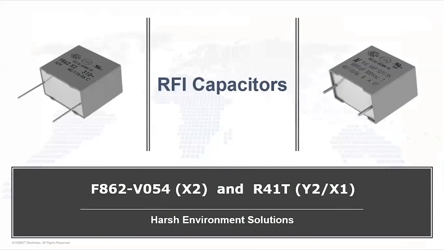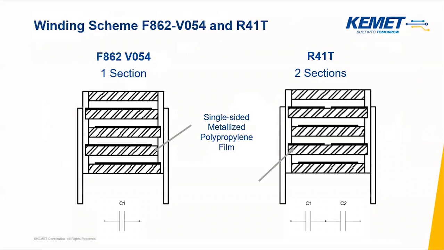Okay, so let's get into more detail of our latest released and focus X2 and Y2 capacitor series, suitable for automotive and harsh environmental applications. Before we jump into the main classification or characteristics of these two series, here is the winding scheme of F862V054 and R41T. The basic difference in the construction style of these two series is that F862V054, our X2 capacitor series, consists of a single section of metallized polypropylene film, whereas R41T comprises two sections in series to allow it to withstand much higher peak impulse voltages.